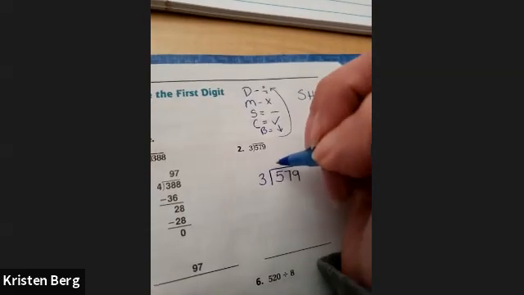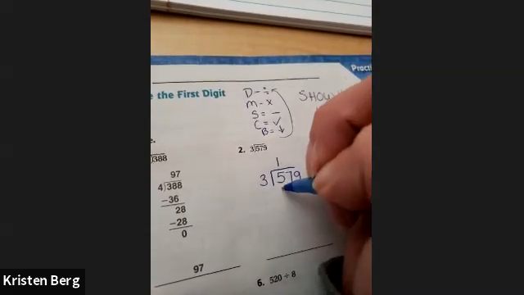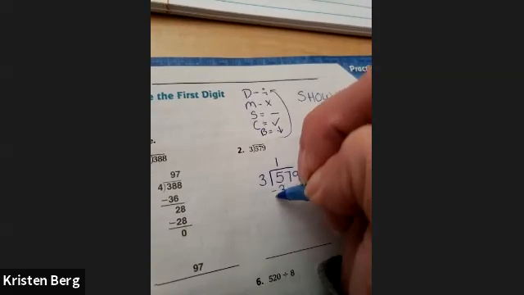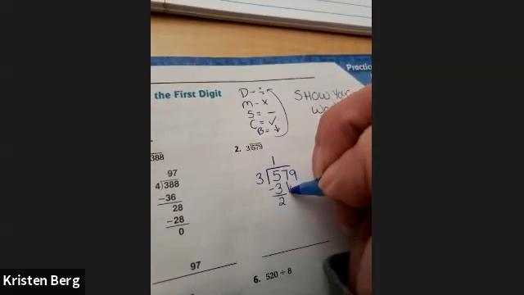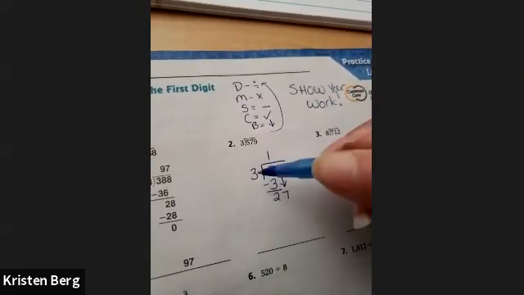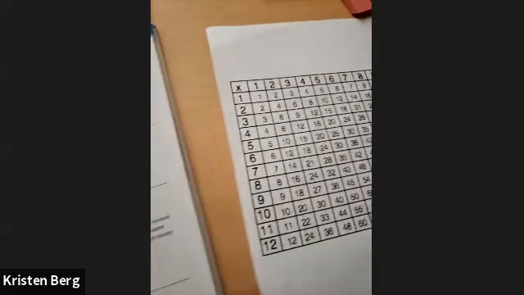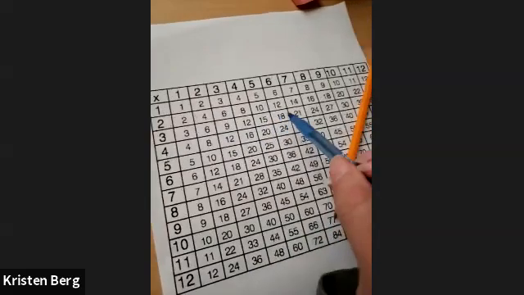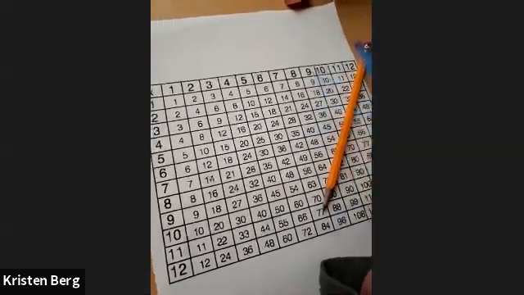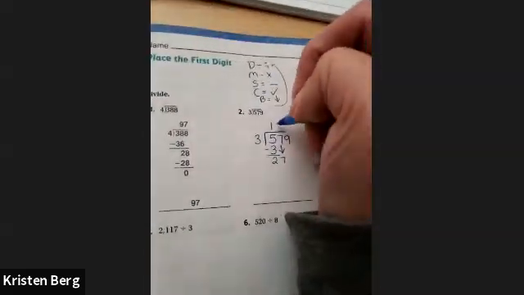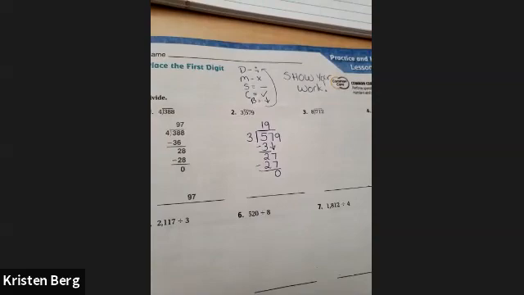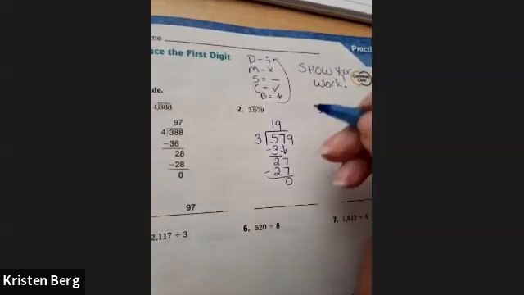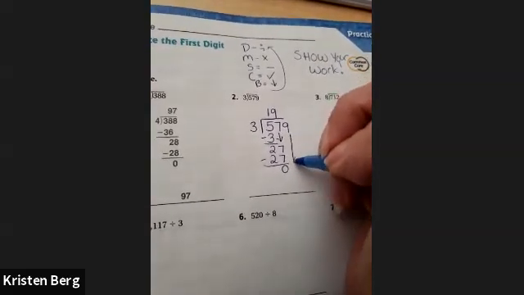So can 3 go into 5? Yes, it goes in once. 1 times 3 is 3. That would be a 2 remaining. Check it, we are okay. Bring down your 7. Now, how many 3s will go into 27? 3 will go into 27 9 times, because 9 times 3 is 27 with nothing remaining. You can check it. You are fine. So then you can bring down your next number, which is a 9.